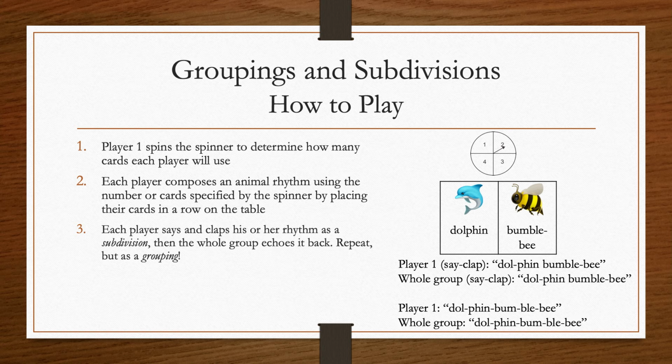Listen to that difference again. Subdivision, dolphin, bumblebee. Grouping, dolphin, bumblebee. So the key idea is that in groupings, each syllable gets equal space, and in subdivision, each representation, each animal gets equal space. And then you go around and share, each player shares his or her composition. And then you can repeat, composing new rhythms of different lengths as many times as you like.